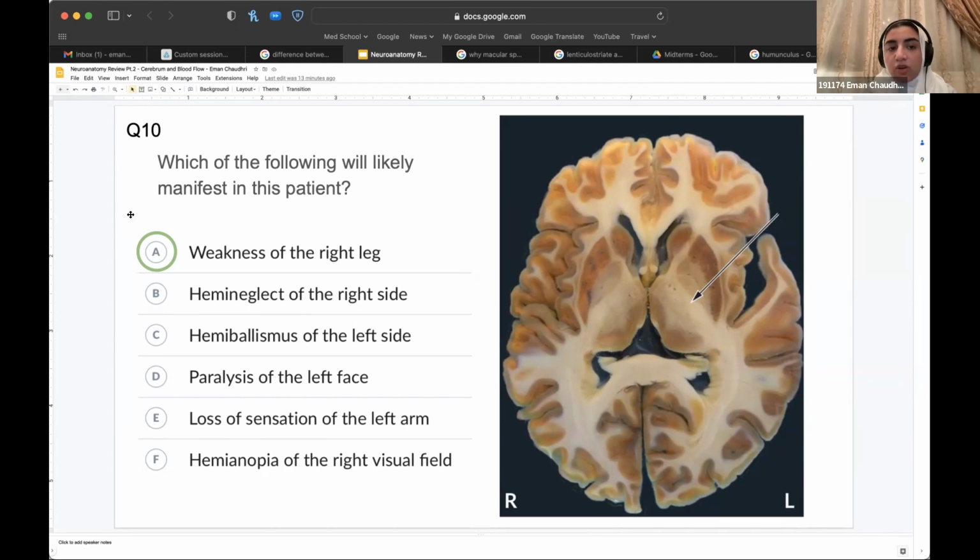So you're absolutely correct. You're going to see weakness of the right leg because this is on the left side. And then, like you said, the motor fibers will cross over in the medulla. So you're going to have contralateral weakness or hemiplegia or hemiparesis. Good job. So it's weakness of the right leg.